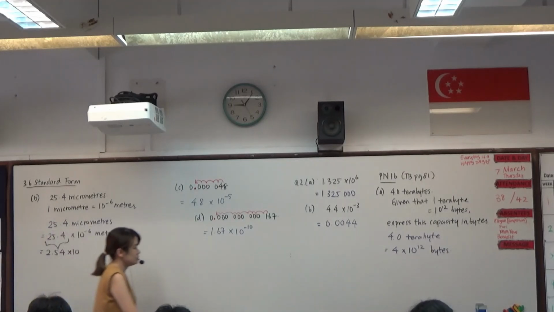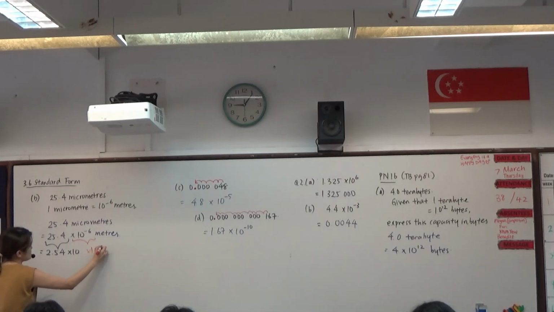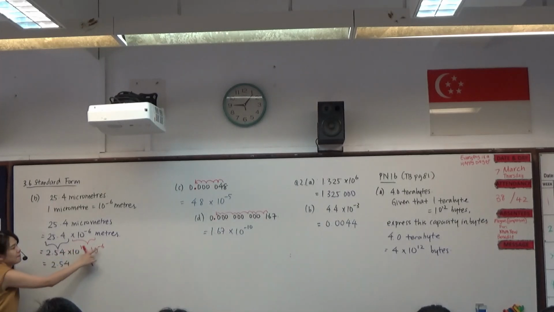Then I continue by putting the times 10 to the power negative 6. Try not to do everything concurrently together. What I've just done is convert 25.4 into standard form first, maintaining the times 10 to the power negative 6, before I continue with the calculation. 2.54 times 10 times 10 to the power negative 6 will mean that this is times 10 to the power 1. Apply our indices law number 1: 1 plus negative 6 will give us negative 5.